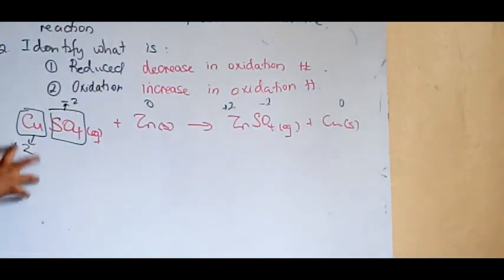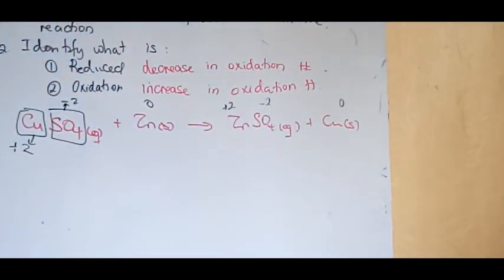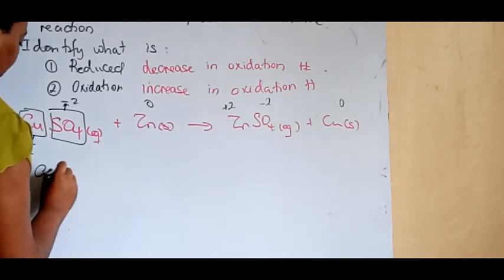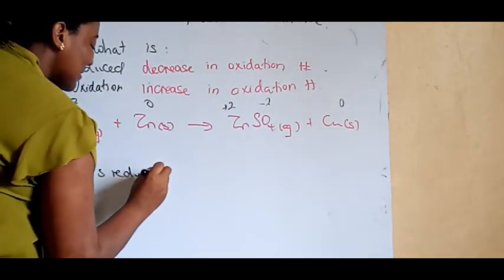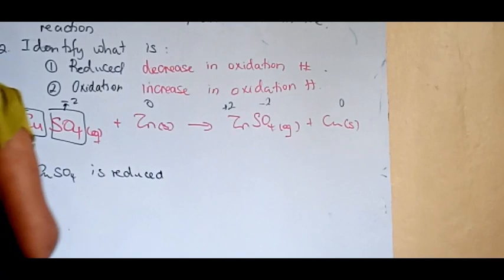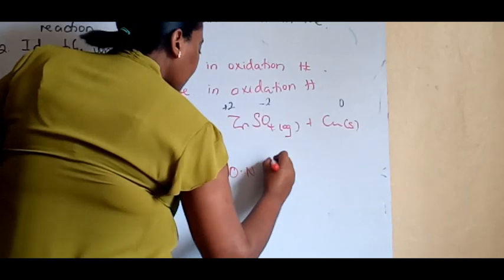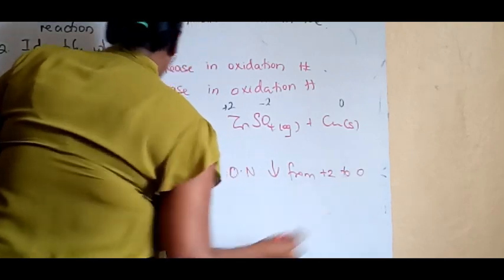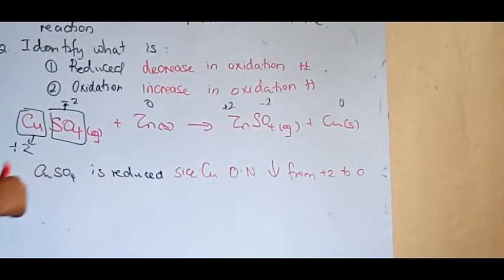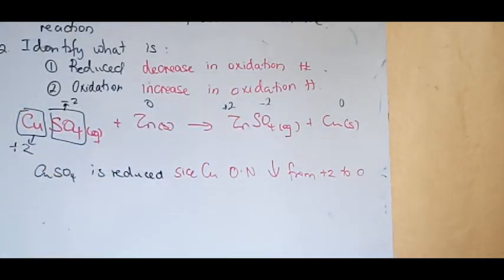What is happening? Copper is moving from +2 over here to 0, so the oxidation number is decreasing. So copper sulfate solution is reduced, since the copper oxidation number decreases from +2 to 0. Let's look at the sulfate ion. In sulfate, we're moving from -2 to -2. Nothing is happening in terms of oxidation number, so it is neither oxidized nor reduced.